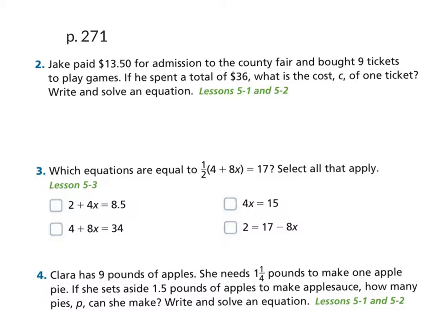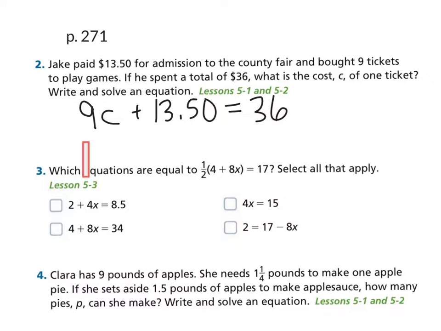So one option, we have 9 tickets. C is the cost of 1 ticket, so 9 times C would be the total cost for the tickets, plus the $13.50 admission, equals a total of $36. This would be one way to write this. It does say write and solve, so we would be solving the equation.